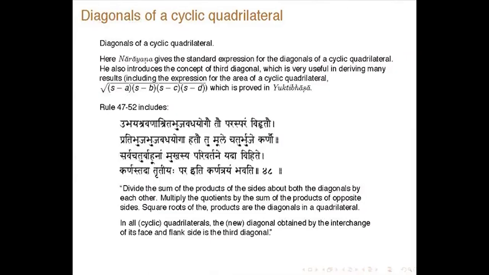Then the diagonal of a cyclic quadrilateral. I will not go into detail of this earlier result. The area of the cyclic quadrilateral is this. Then the two diagonals, you know how to get them. That is the famous result due to Brahmagupta. Divide the sum of the products of the sides about both the diagonals by each other. Multiply the quotients by the sum of the products of opposite sides. The square roots of these are the diagonals in a quadrilateral.